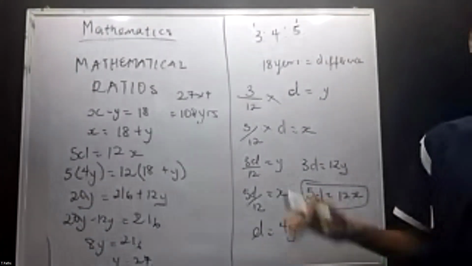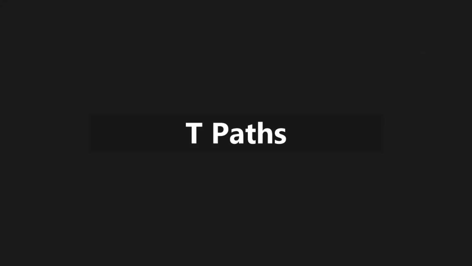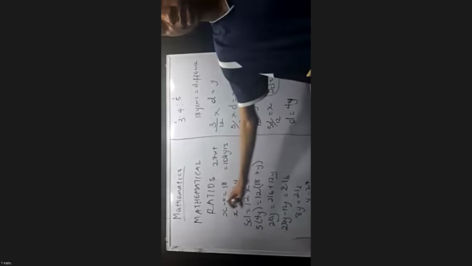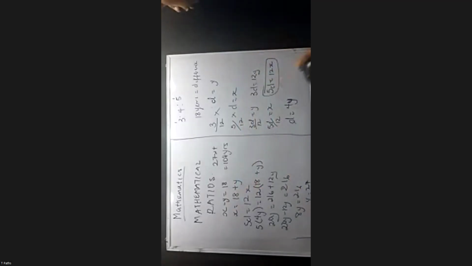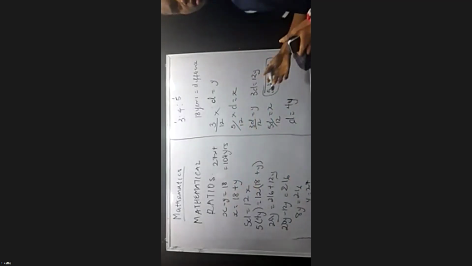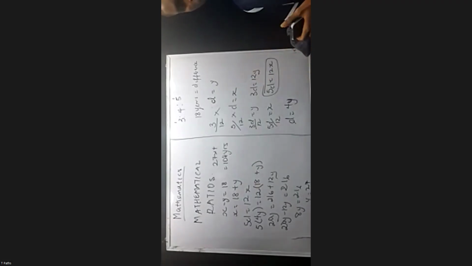Firstly, I have the equation given to me by the question, which is x minus y equals 18. x is the age of the oldest man, while y is the age of the youngest man. The question says 18 years is the difference between their ages. So I have x minus y equals 18. That's the first equation. Now from here, I have to derive another new equation.